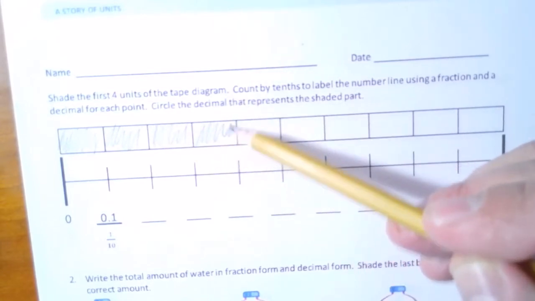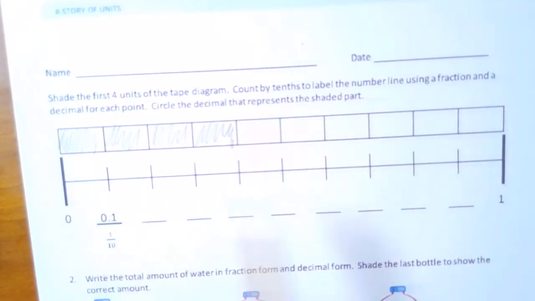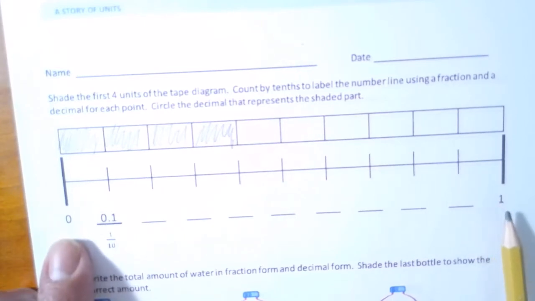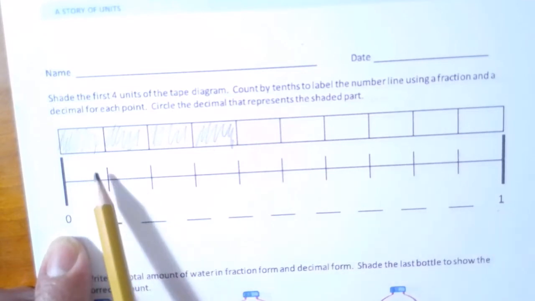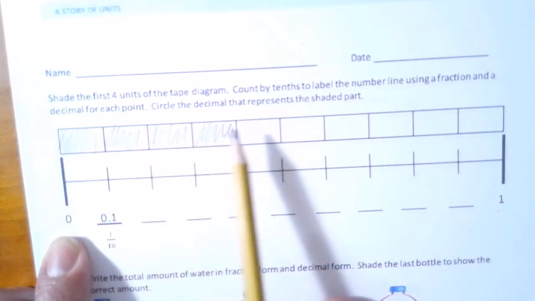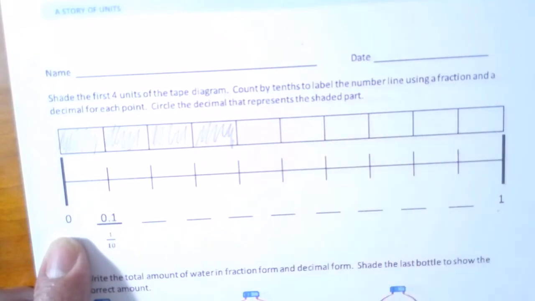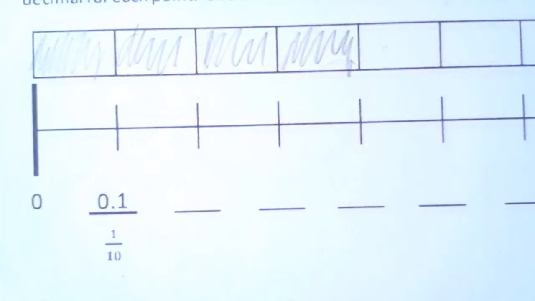Okay, I shaded 4. And we need to recognize now that we are talking about a value between 0 and 1. And in order to get from 0 to 1, how many parts do we have? We have 1, 2, 3, 4, 5, 6, 7, 8, 9, 10. So that's the denominator, tenths. And you can see right here, let me zoom in a little bit closer. And focus. Okay, you can see that we're dealing with tenths.